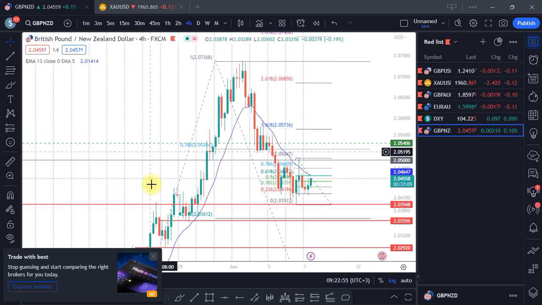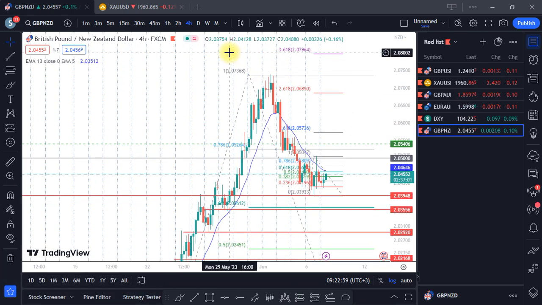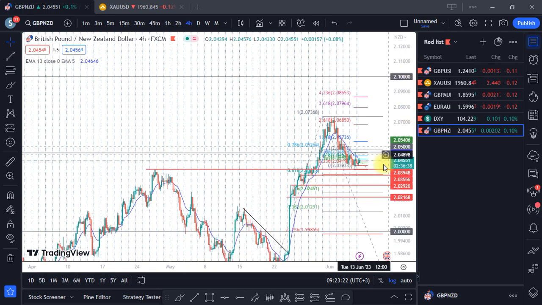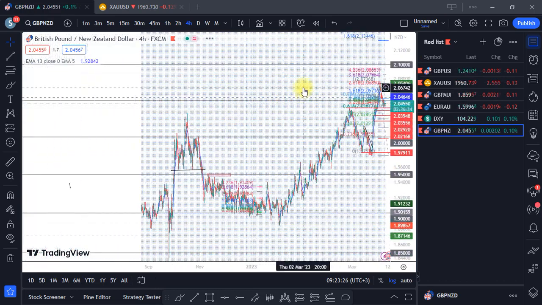So what I'm going to be looking at today is the concept of trend bias. Trend bias, basically what I'm talking about is the general direction in which the market is flowing.